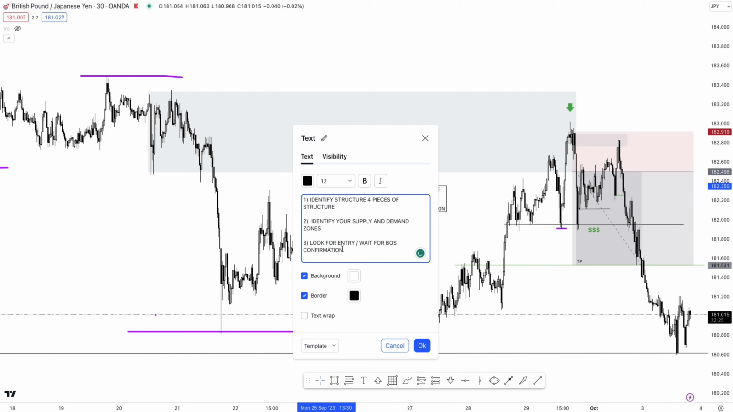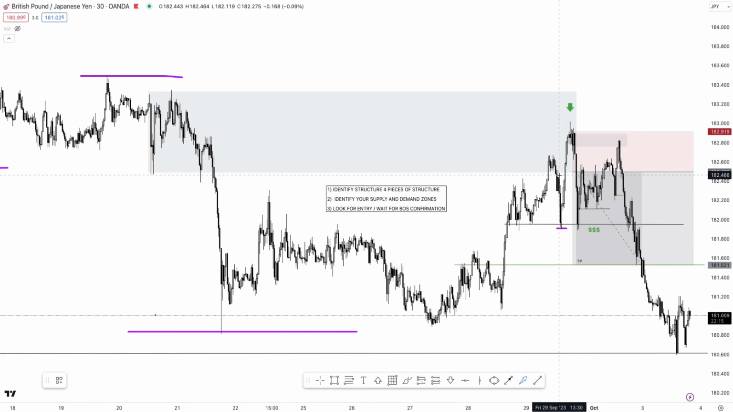Look for entry would be, okay, so I saw it go into the gray box. So I looked for my entry, right? I looked for the entry and then I entered right there. Okay, I'll point to the exact area I entered. I entered right there.